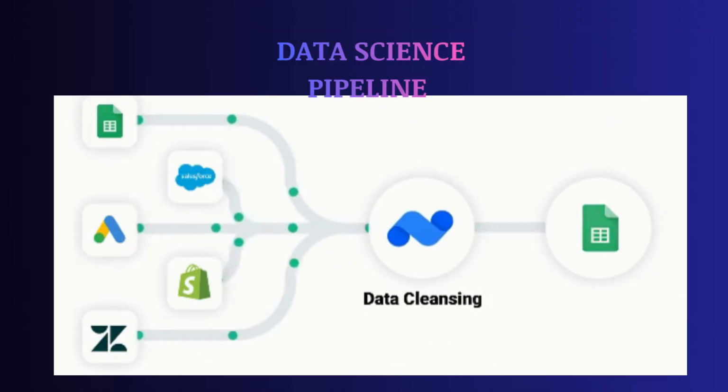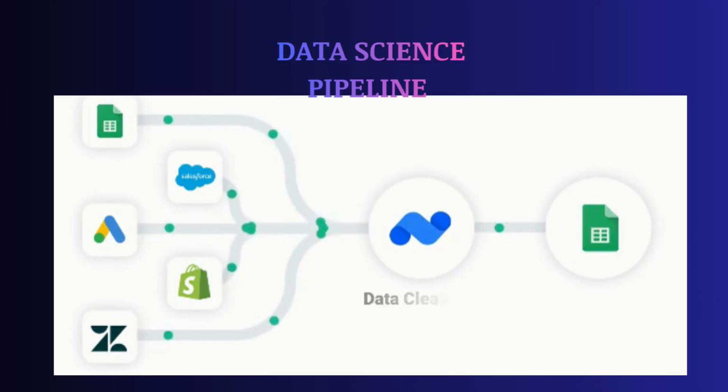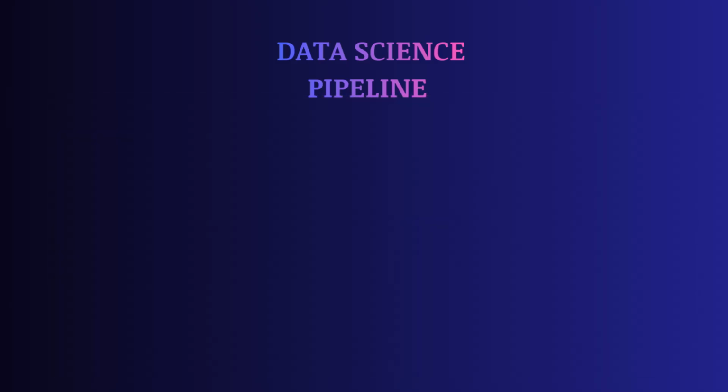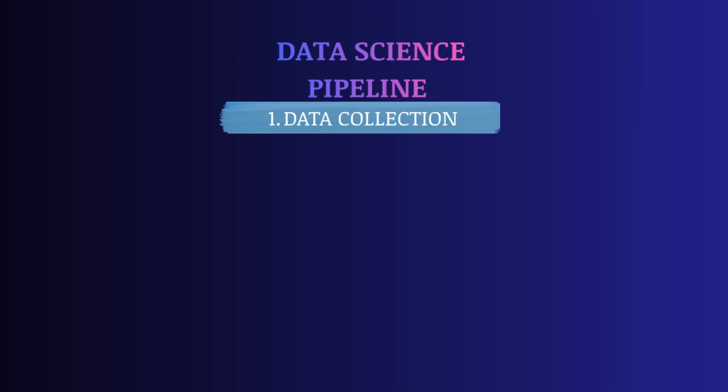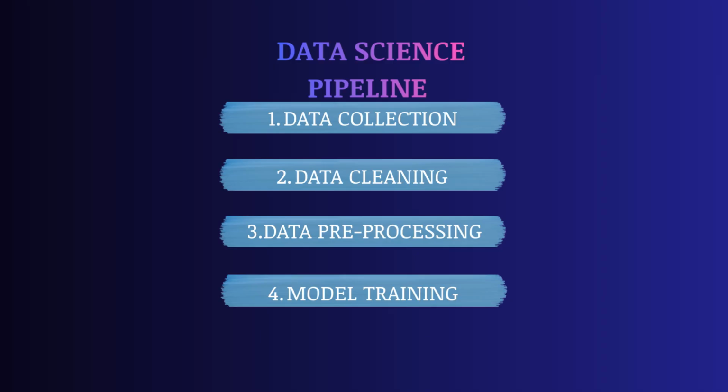Role in data science pipeline. Now let us understand how interpolation fits into the data science pipeline. A typical data science pipeline consists of the following stages: data collection, data cleaning, data preprocessing, model training, evaluation.